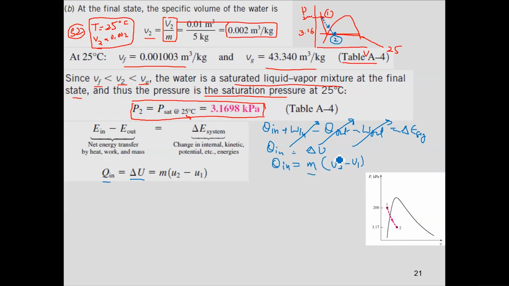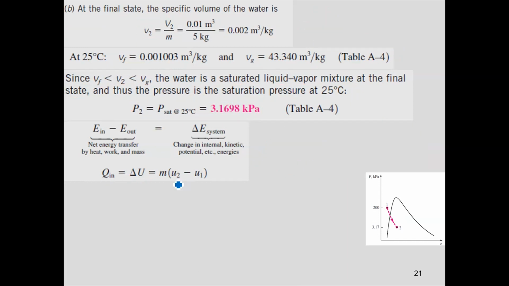Mass is known to me. I need to have U2 and U1 to find out the heat transfer to the system. So how can I find out U2 and U1? If I need to find out U2 and U1, how can I find it out? The internal energy at state 1 and the internal energy at state 2. Any idea how can I find it out?